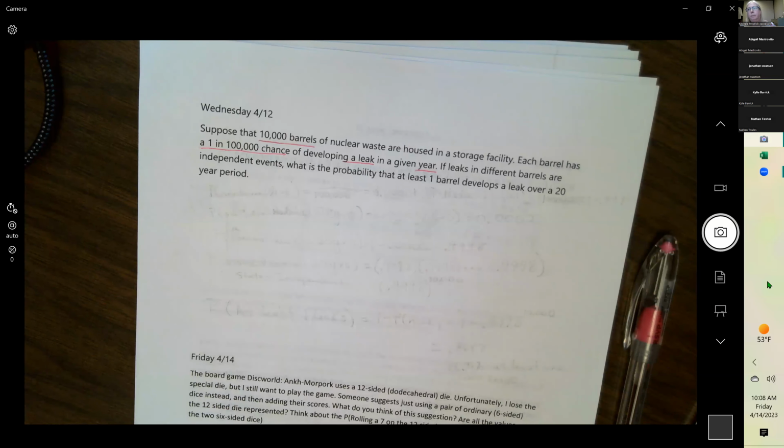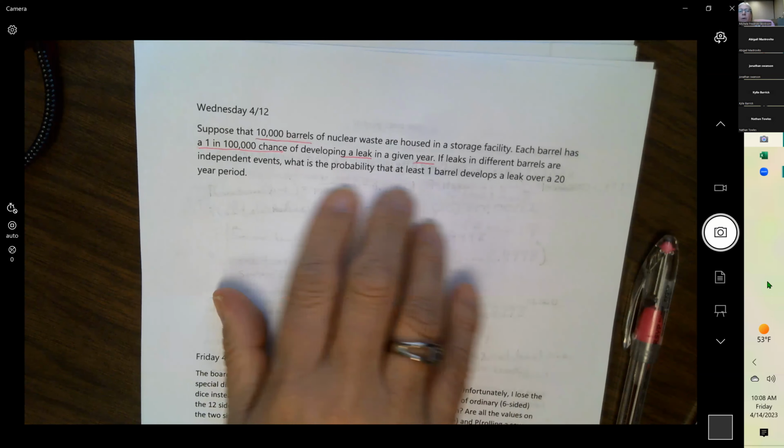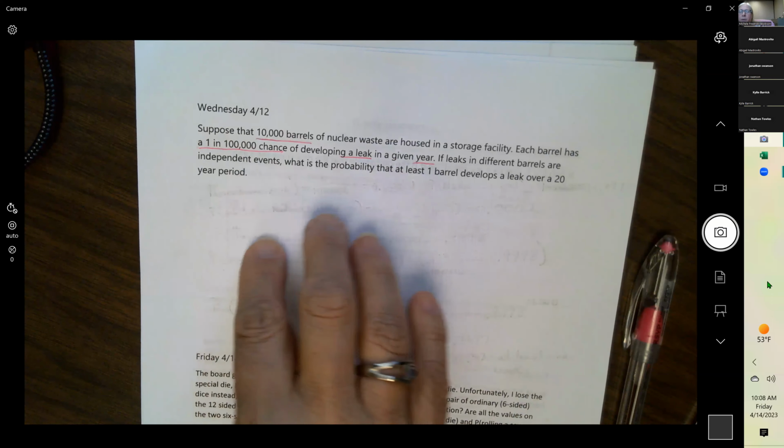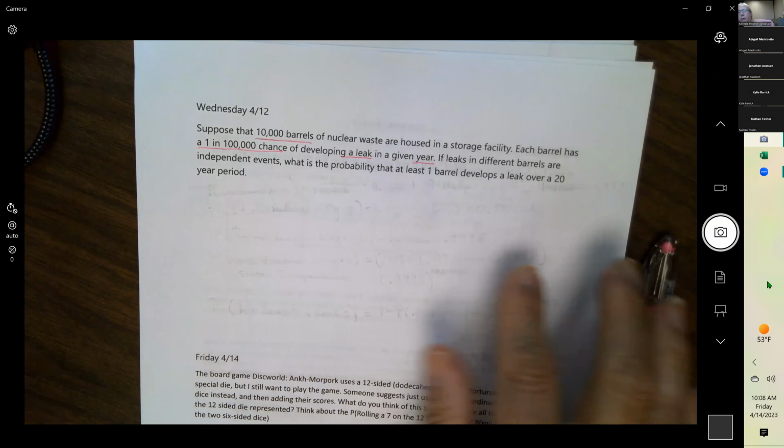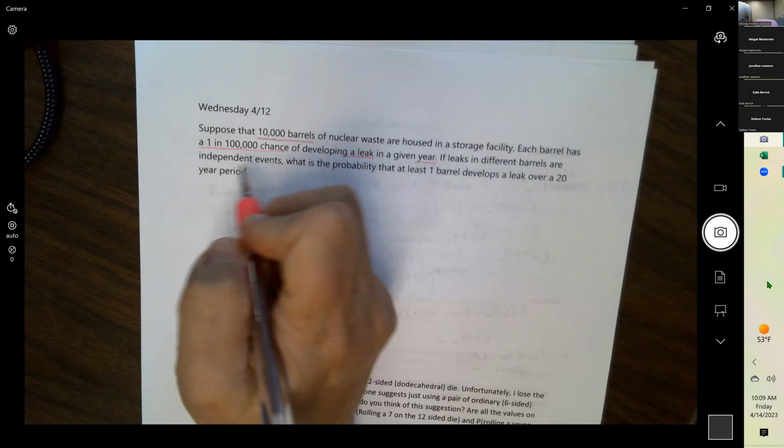So kind of like drawing a card. When you draw the second card, if you don't put the first card back, it changes it. In something like this, it could be, well, if one is leaking, there's a defect, which means another one has a defect. They're not, each one is independent. So just because one has a fault and leaks doesn't mean another one does. And that's why they're telling you they're independent.